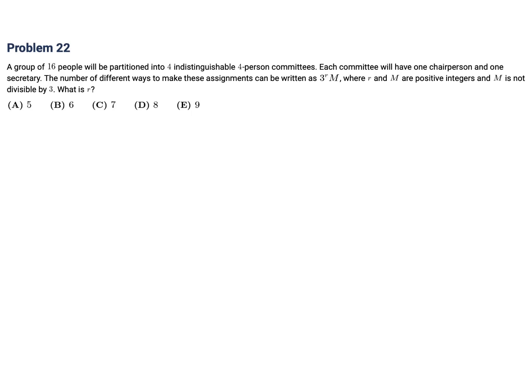Let me see if I can. So we've got 4 committees, right? And each committee has 4 people. Okay, so let me just put in that. So here's the 4 committees, and 16 people, obviously. And each committee will have 1 chairperson and 1 secretary. All right. So I'll call it, the chair is C and the secretary is S. So this is sort of the scenario. Okay. And then the other 2, I guess.